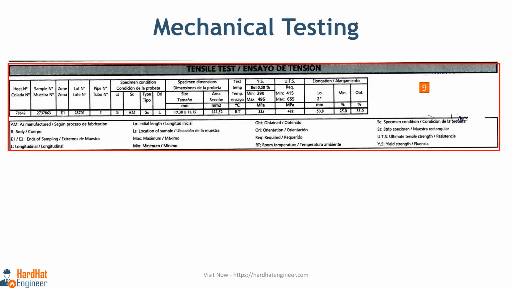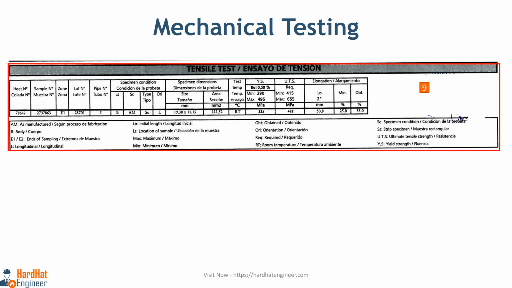Step 9 is verifying the mechanical test results. The certificate should provide details of the key mechanical tests conducted on the material such as tensile strength, yield strength, and elongation. Reviewing these results ensures that the material meets the required mechanical properties for its intended application. Let's go through the details provided in each column. The first column is the heat number of the material.